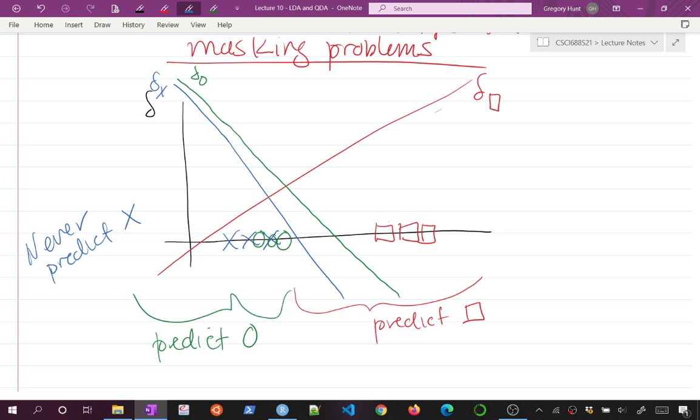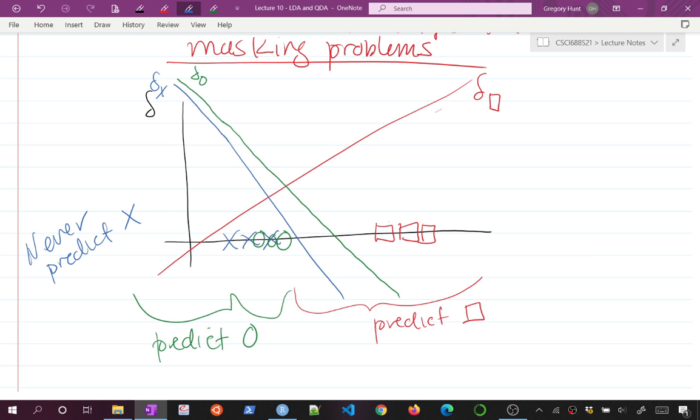This won't happen for LDA, and maybe next time we can talk a little bit about why this won't happen. It has to do with the fact that for the normal distribution, the tails decay exponentially. And so you're going to have exponential decay as you move away from the means. And so you're not going to mask each other very easily. And so it's hard to mask one class with another.